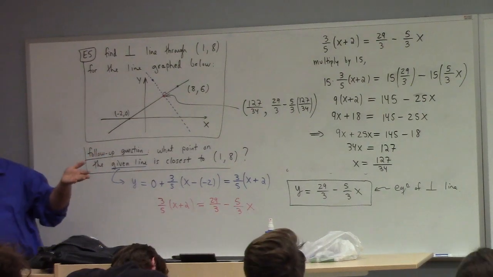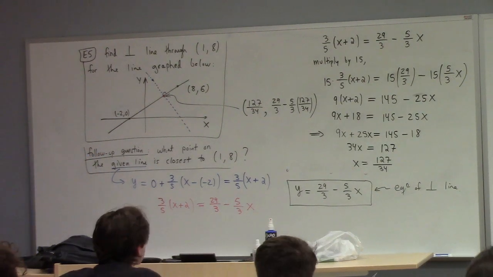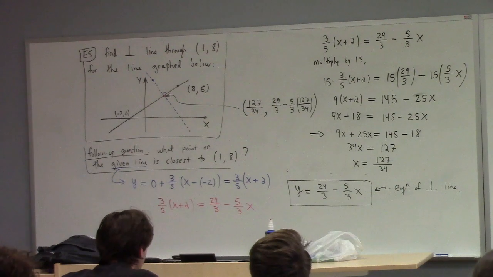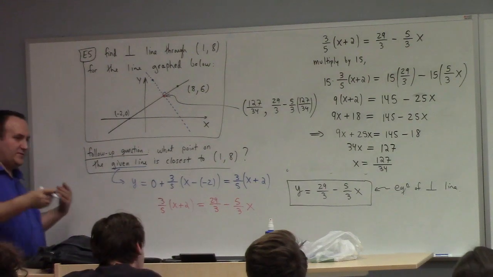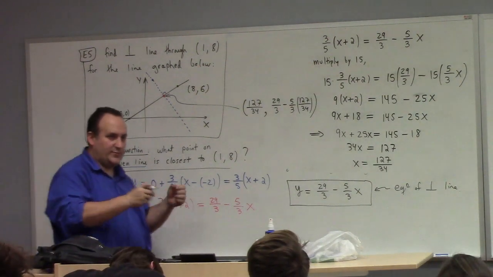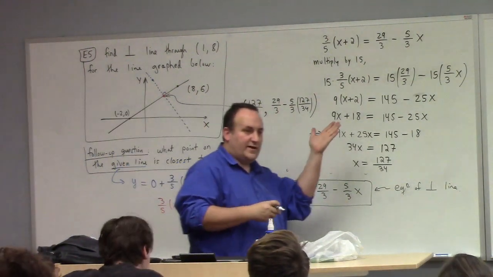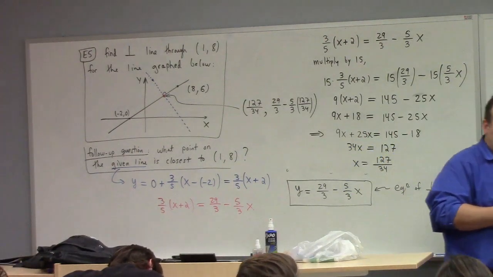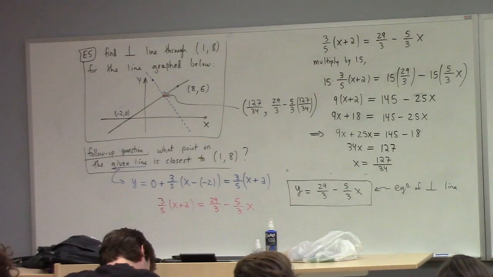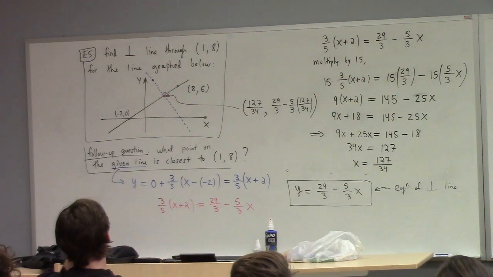That would be the point on the given line which is closest to the point (1, 8), right? So this is an application of perpendicular lines. If you're given a line and you want to find a point on that line which is closest to a point off the line, you can track where the perpendicular line hits the line, and that'll give you the closest point. That's the idea. There's a problem in your homework like this, which is why I'm talking about it.